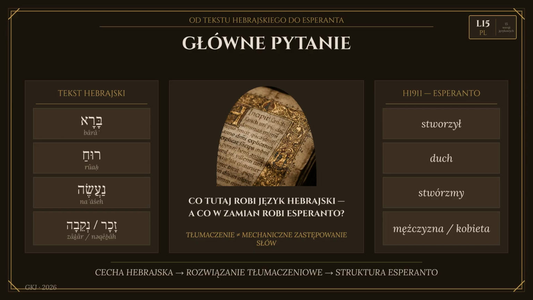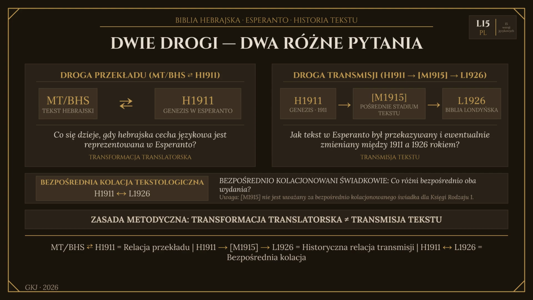Translation is not merely mechanical word replacement. Our goal is to map the Hebrew feature, the translational solution, and the resulting Esperanto structure. We must distinguish between two different paths. First, the translational path, which looks at how Hebrew linguistic features are represented in Esperanto. Second, the transmission path, which tracks how the Esperanto text evolved from 1911 to 1926.